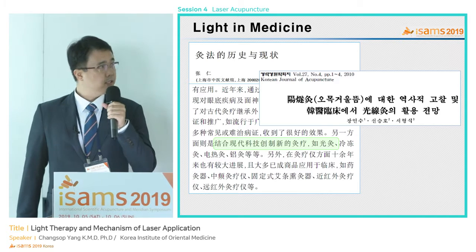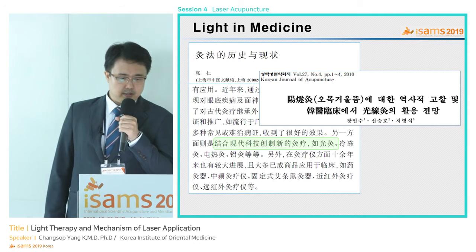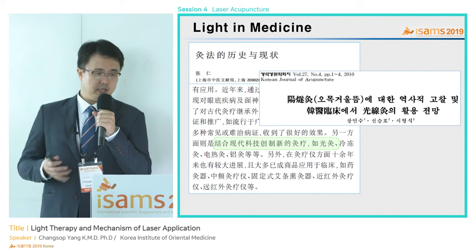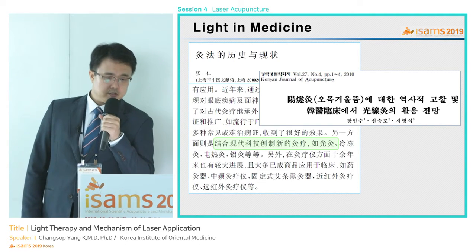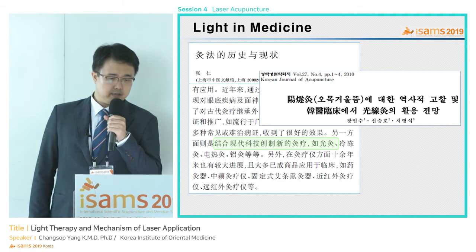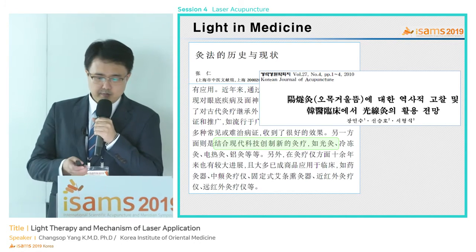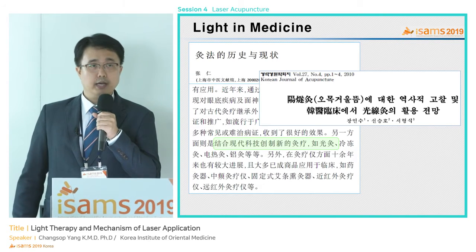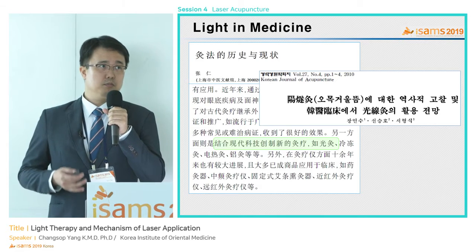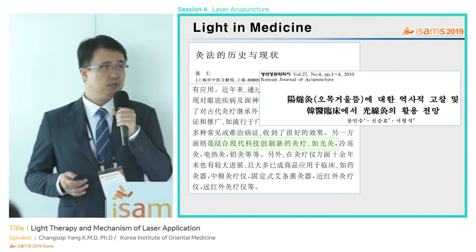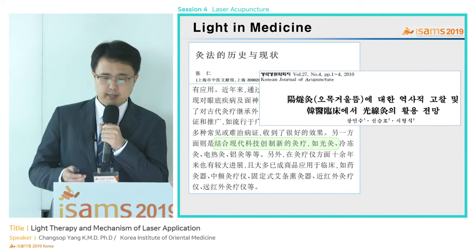And a Chinese book, the History of Moxibustion, says that there are many kinds of moxibustion other than Artemisia moxibustion. There are light moxibustion and electrodermal moxibustion, and they even include cryotherapy in the moxibustion criteria. And we published a journal article about yangsu and the history of moxibustion to present that modern tools of moxibustion like lasers and light therapies can also be included in the line of light moxibustion in the past.